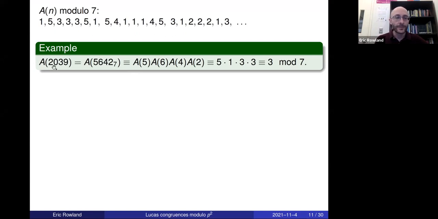So for example, if we want to know the 2039th Apery number modulo 7, if we write it in base 7, then iterating Gessel's Lucas congruence, this is a product A of 5, A of 6, A of 4, A of 2, which we can read off from these first 7 values. So the first 7 values determine the entire sequence. We just multiply these values together and we get 3 mod 7.